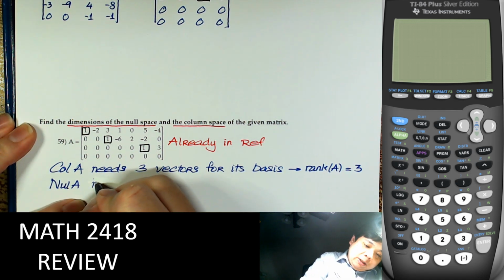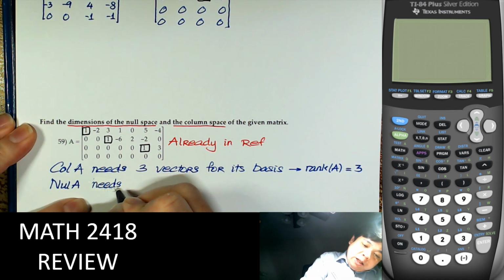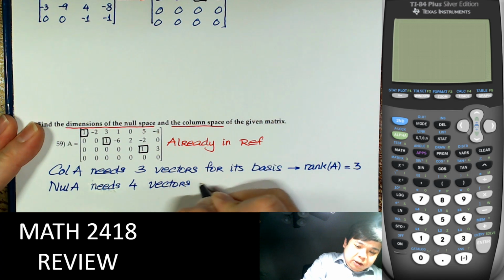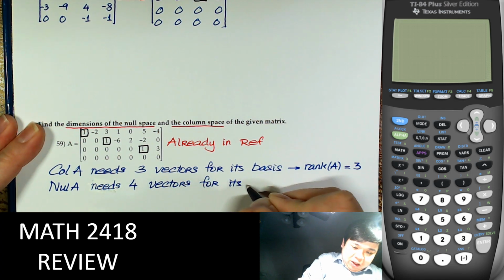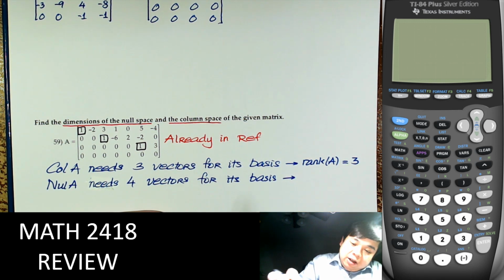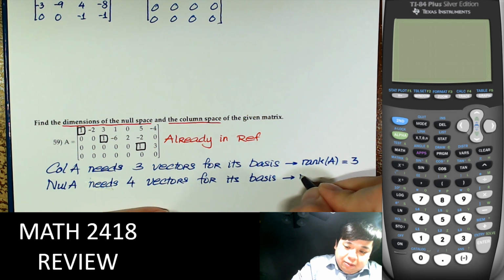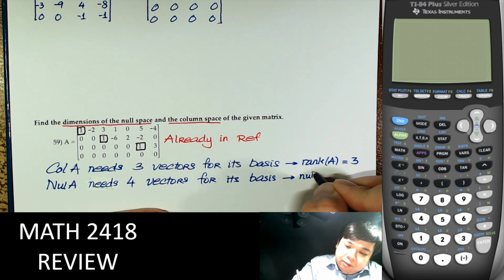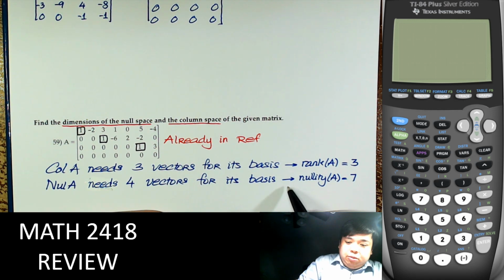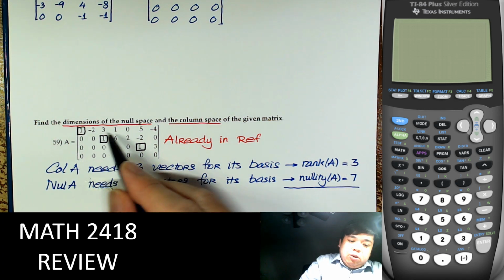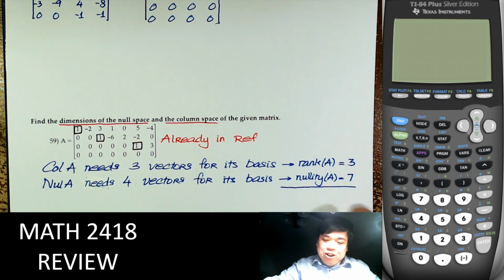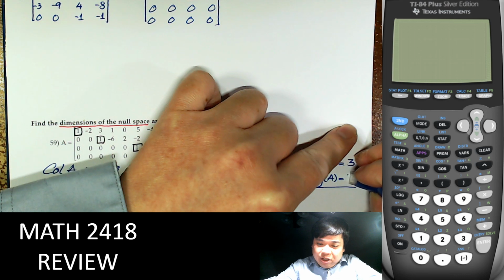So the column of A needs 4 vectors for its spaces because of 4 free variables. So that gives us the nullity of A. And that is the theorem. When we add them together, it will be equal to the number of columns. In this case, sorry, it should be 4. 3 plus 4 is 7.